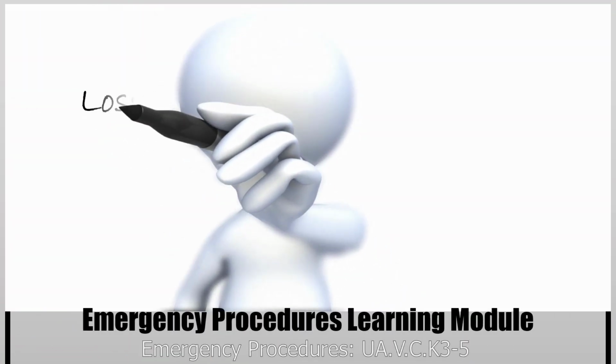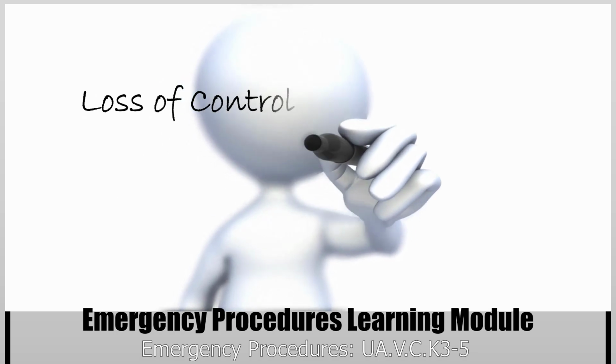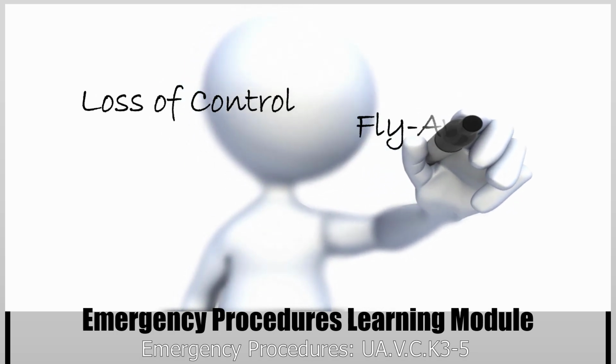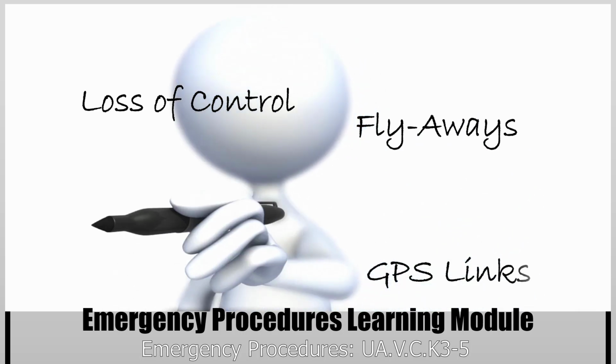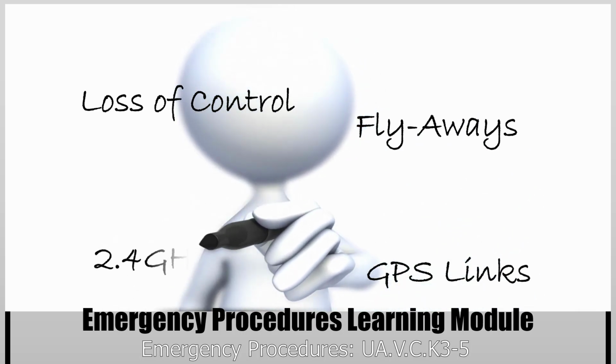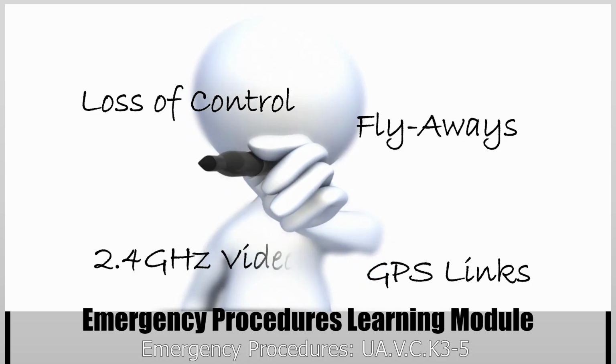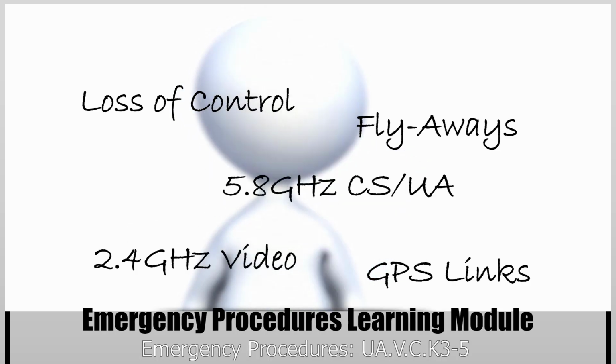Welcome back. This section covers three smaller sections. They include loss of control and managing flyaways, managing your GPS links, and understanding the communication links between your control station and your UA.